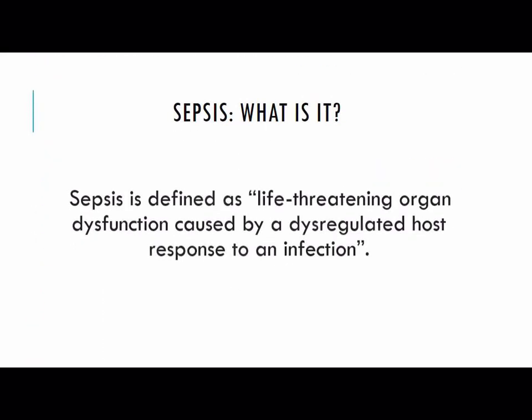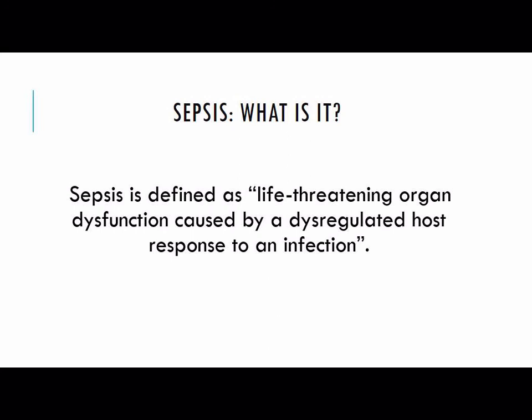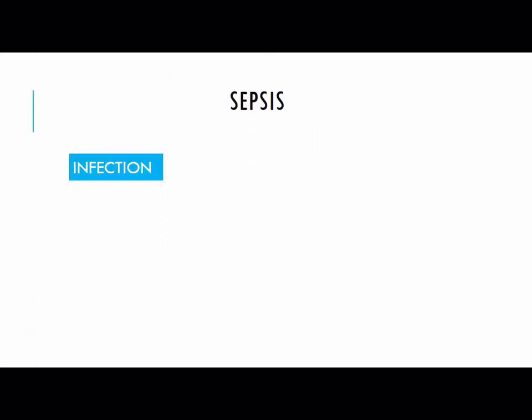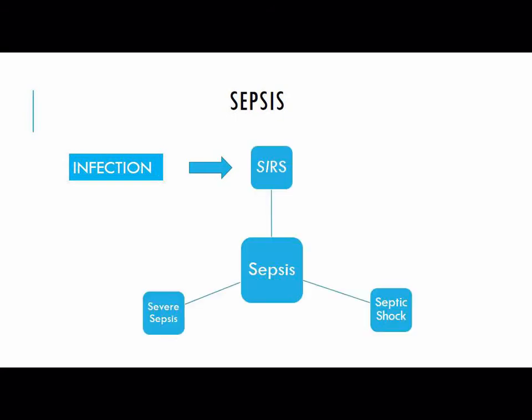Sepsis is defined as a life-threatening organ dysfunction caused by a dysregulated host response to an infection. Sepsis starts with infection. When this infection triggers a systemic inflammatory response, this is known as uncomplicated sepsis. At this stage, it may be very difficult to recognise sepsis, as symptoms may be non-specific.